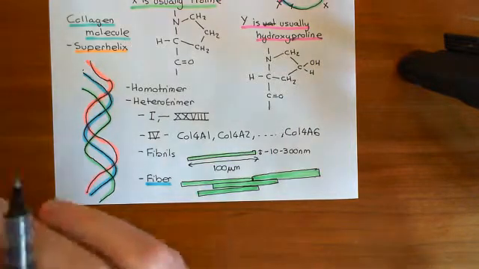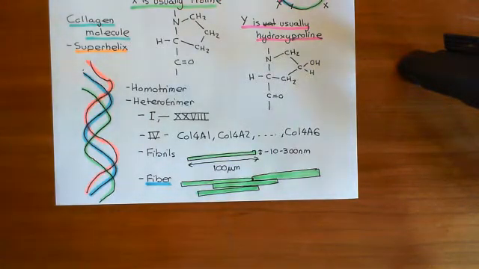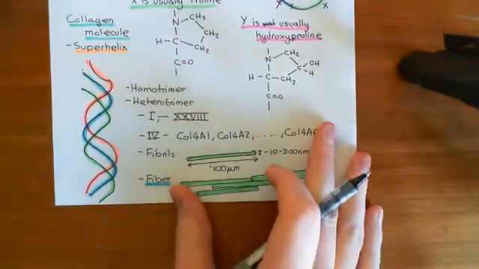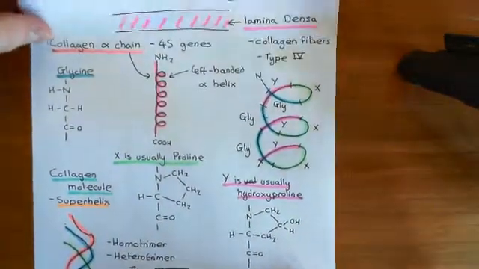So that's what the lamina densa consists of: a huge network of collagen fibers, a spider's web, if you like, of type 4 collagen fibers. What we now want to discuss is how you attach the lamina lucida and the lamina densa together, and this involves studying the proteins known as nidogen proteins.